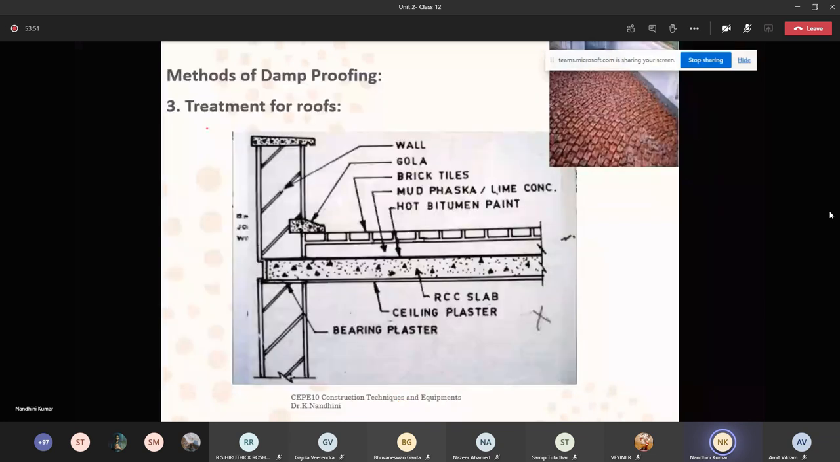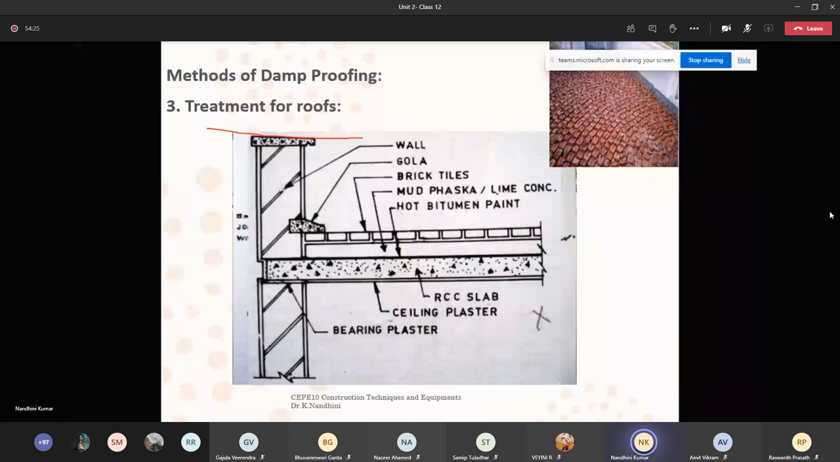When it comes to your roofs, what do you do? Should we provide damp proof course in the roofs also? What is the necessity to provide damp proof course in the roofs? Answer, anyone? Okay, to restrict the seepage of water after rain. Yeah, definitely. That's the reason.